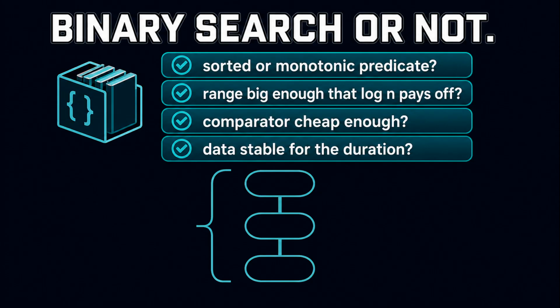So what is the checklist? Asking for a friend who shipped that midpoint bug. Short. First, is the data sorted or do you have a monotonic predicate? Next, is the range big enough that log of it actually pays off? Then, is the comparator cheap enough that 20 calls beat 5? Finally, is the data stable for the duration of the search? If the answers line up, the library function does the work. The skill is recognizing the shape, not writing the loop.